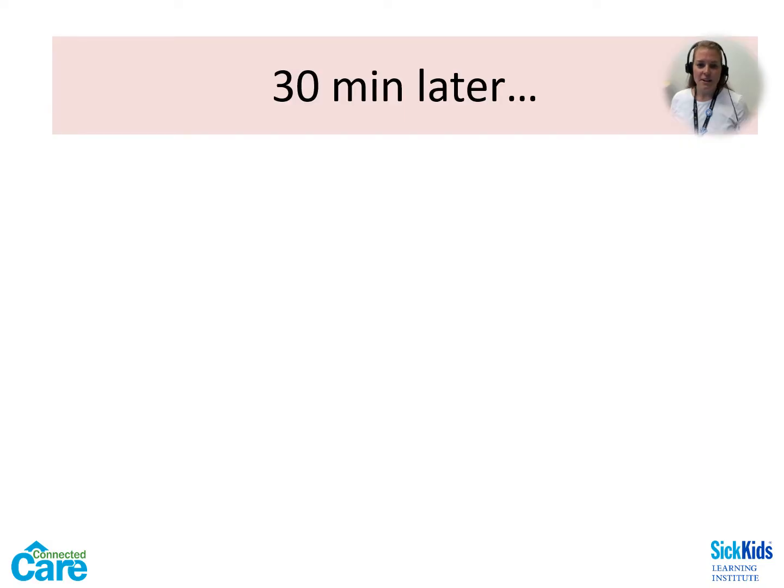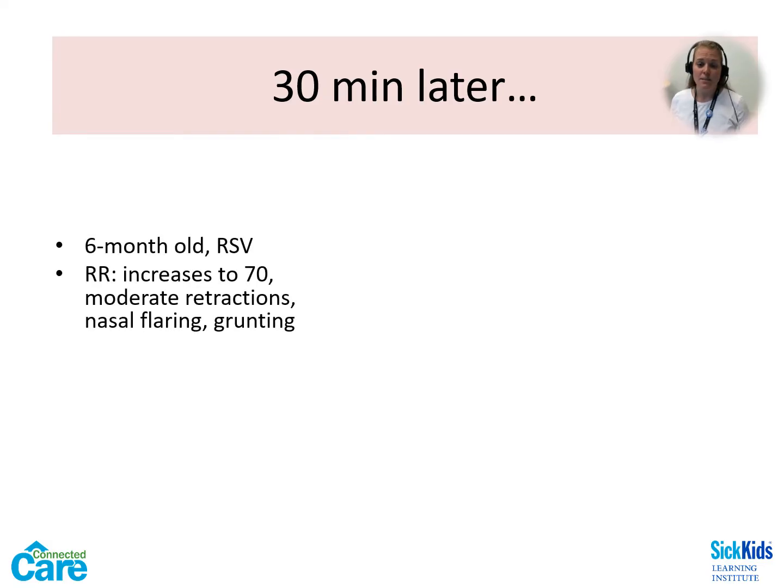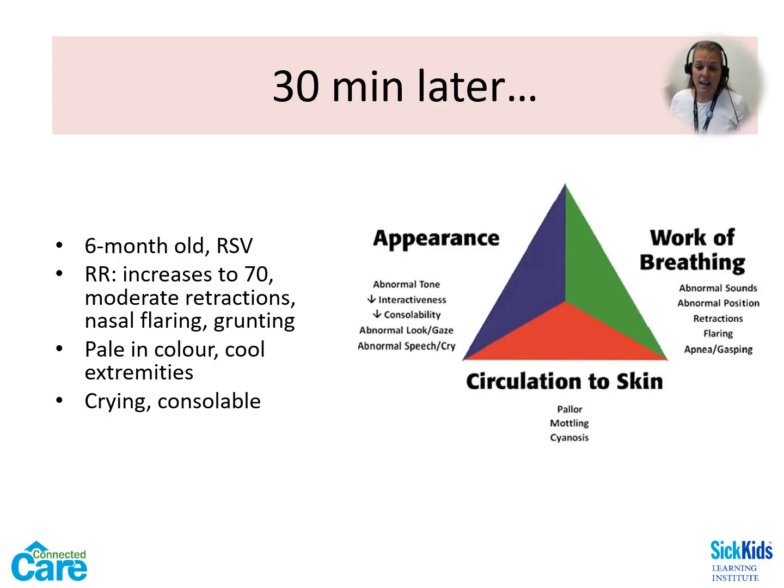30 minutes later, you're reassessing the 6-month-old infant, and now you know the respiratory rate has increased to 60 breaths per minute. The retractions have worsened and are now accompanied with nasal flaring and grunting. The infant also appears pale with cool extremities, and they are crying and consolable. This is a quick change in the clinical status, and you need help urgently.